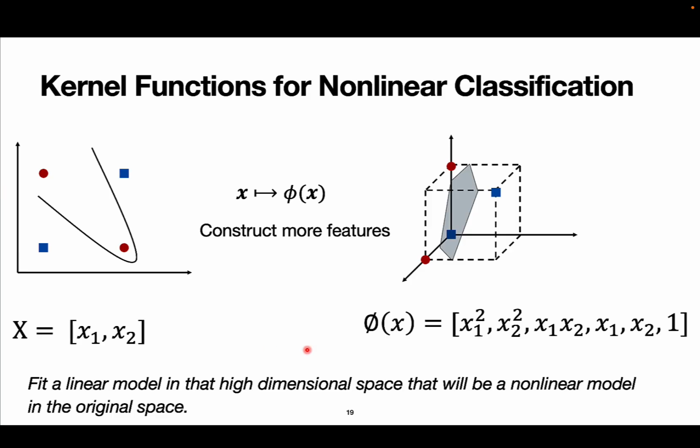x1, x2 are transformed into 6 features. Let's say z1 equals x1 squared, z2 equals x2 squared, z3 equals x1 x2, z4 equals x1, z5 equals x2, and z6 equals 1. And as you can see, we were able to find a linear hyperplane in the higher dimensional space that separated the red and the blue points, which corresponded to the nonlinear curve in the two-dimensional space. So to summarize, this mapping phi of x is where the power of nonlinear SVMs comes from.